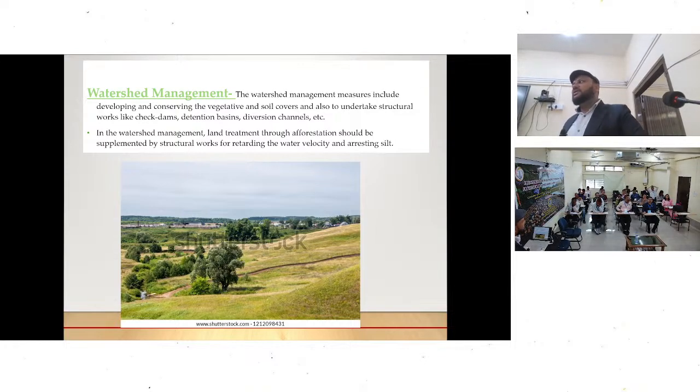I have visited Nagaland recently. A lot of watershed management has been done there by building small check dams, along with land treatment and reforestation. In Nagaland, I have seen they are planting lots of vegetation, coffee plants and other plants, and in some areas lemon plants also. This decreases the water velocity and arrests silting.